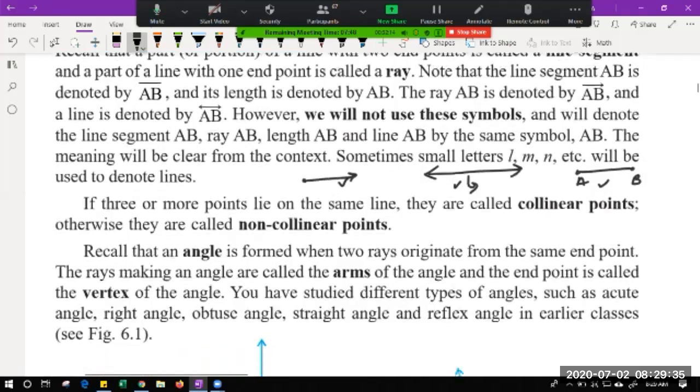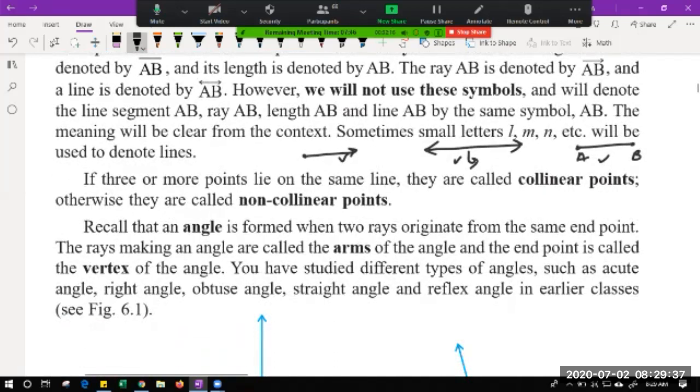Now we have discussed in that video what collinear points are. Collinear points are those points which lie on a line, or when you join them, they form a straight line. Then they are known as collinear points. If three points are like this, you can see there is no line which can pass through these three. Hence, they are known as non-collinear points.